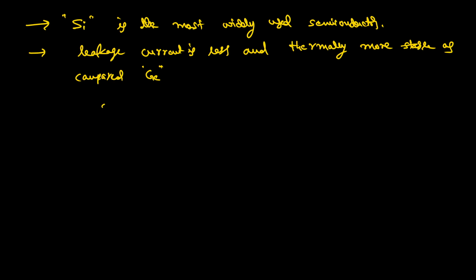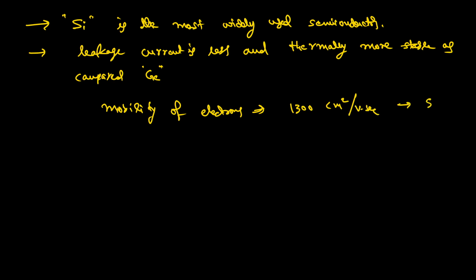Now let us look at the mobility of silicon and germanium. First of all I will write the mobility of electrons. These points are also important, that's why I am writing them directly. The mobility of electrons is 1300 cm²/V·s for silicon, and for germanium it is 3800 cm²/V·s. Centimeter square per volt second is the unit of mobility.